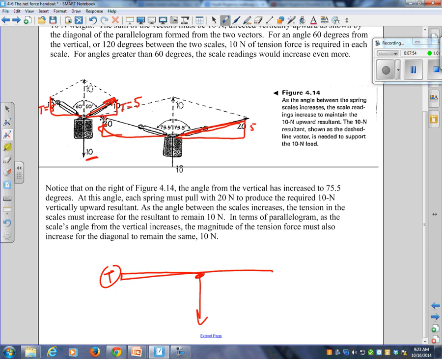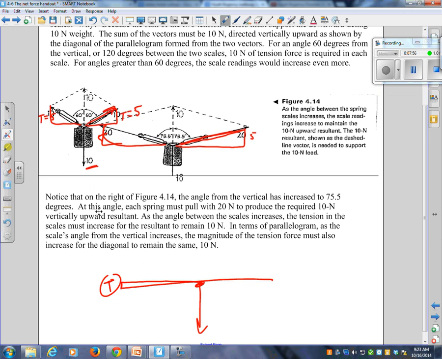Notice on the right of figure 4.14, the angle from the vertical is increased to 75 degrees. At this angle, each spring must pull with 20 newtons to produce the required 10 newtons vertically upward result. As the angle between the scales increases, the tension in the scales must increase for the resultant to remain 10 newtons. In terms of the parallelogram, as the scale's angle from the vertical increases, the magnitude of the tension force must also increase for the diagonal to remain the same. Blah, blah, blah. I did a better job explaining.